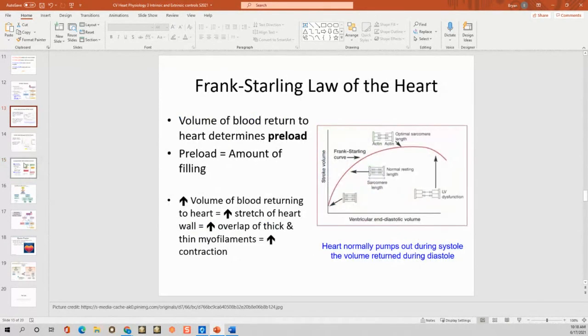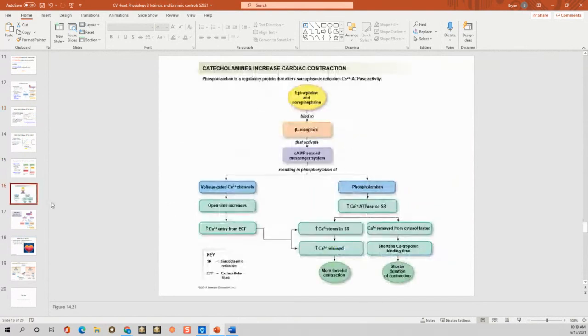Did everybody get that written down for Frank Starling law of the heart? More blood in, more blood out? Anybody need more time? Just let me know if you need more time. Because the last thing I'm going to cover today is complicated. And I'm going to actually give you guys this as an assignment.